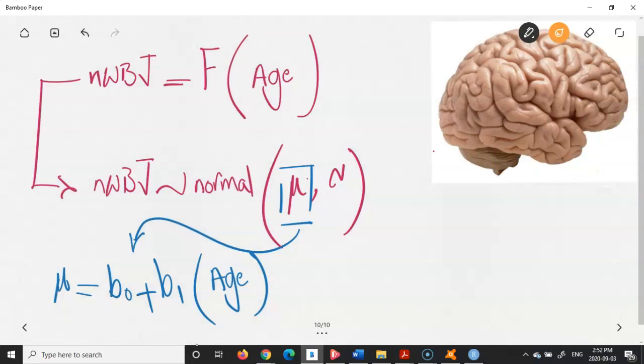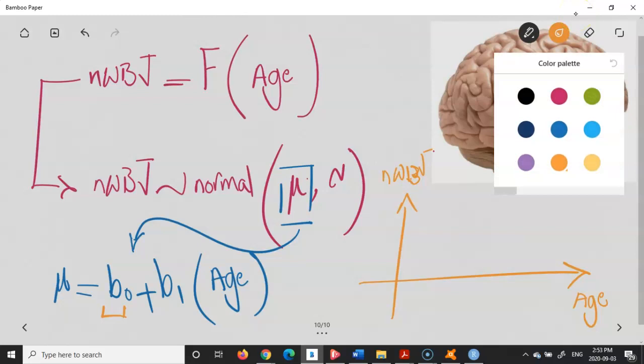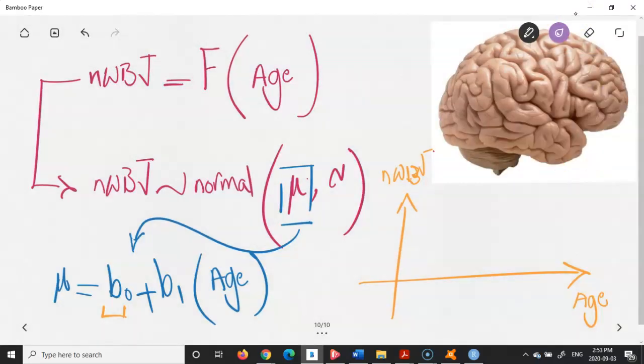As you remember from what we have talked about, B0 is interpreted as an intercept. Imagine that the x-axis represents the age and the y-axis represents the normalized whole brain volume. Imagine that as we go with the age, the model represents a straight line. The intercept means this: if this point is the origin of our coordinate, representing 60 years old, and we go to 89 years old, then the normalized whole brain volume at the age of 60 is going to be that measure. That's what is represented by B0.